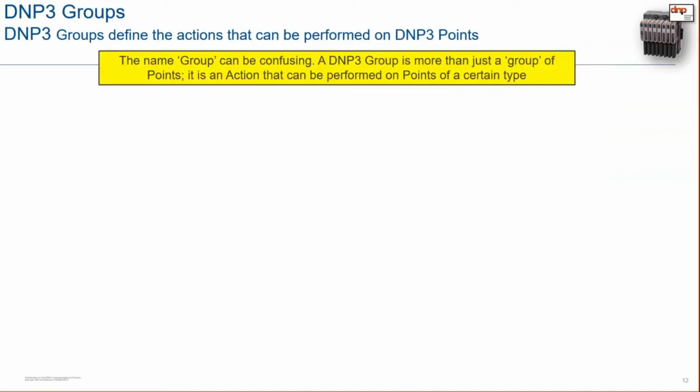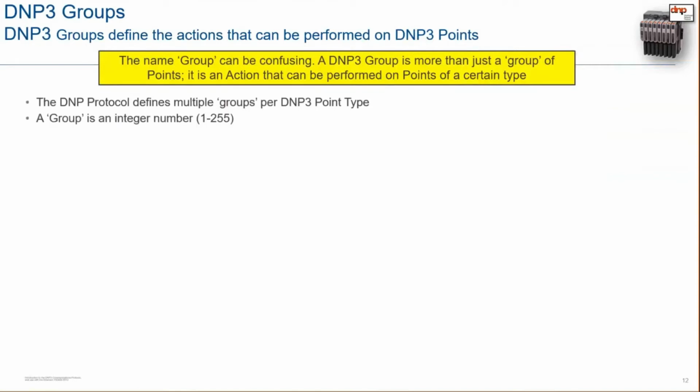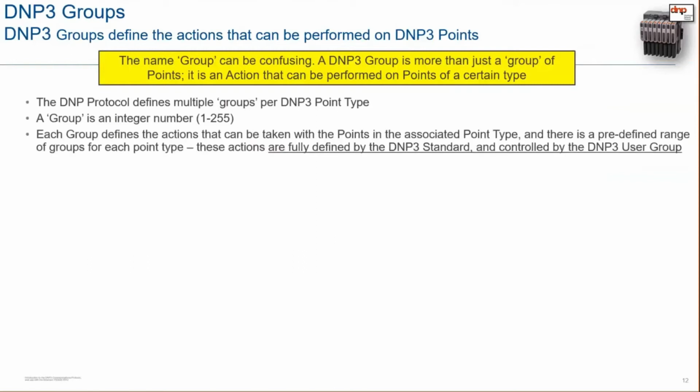And I'll explain it here. There are multiple groups that are defined per point type. So remember, a point type is, say, an analog input. A group is defined as an integer number. So, for example, I may say this is group 3. Each group defines the actions that can be taken only with the points of an associated point type. And there's a fixed, predefined range for every point type. These actions are fully defined by the standard. Manufacturers cannot add their own options or change them.